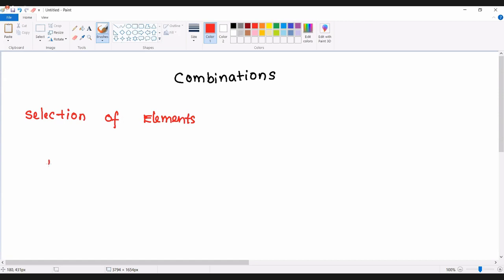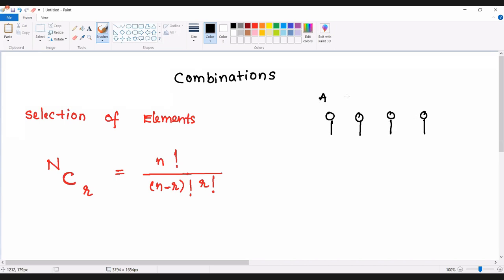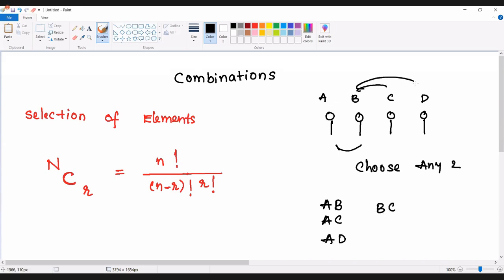For example, you have n elements in a group. Out of them, you want to choose or select r elements. That can be done in NCR ways. NCR is nothing but n factorial divided by (n minus r) factorial into r factorial. This is the NCR formula. For example, if you have four members A, B, C, D, and you choose any two members, you can take AB or AC or AD or BC or BD or CD. So how many ways are there?